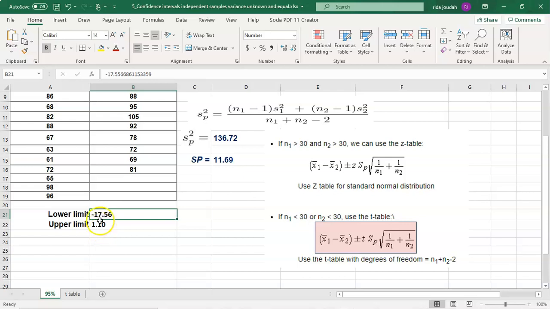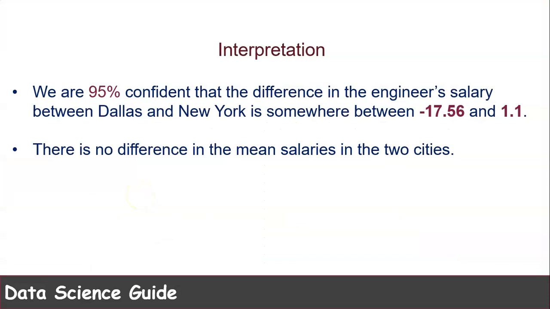Based on that, we have a 0 in this confidence interval. And when we have 0 in the confidence interval, that means there is no difference between the salaries of Dallas engineers and New York engineers. So our interpretation here is we are 95% confident that the difference in the engineers' salaries between Dallas and New York is somewhere between minus 17.56 and 1.1. So there is no difference in the mean salaries in the two cities because we have 0 in the confidence interval.